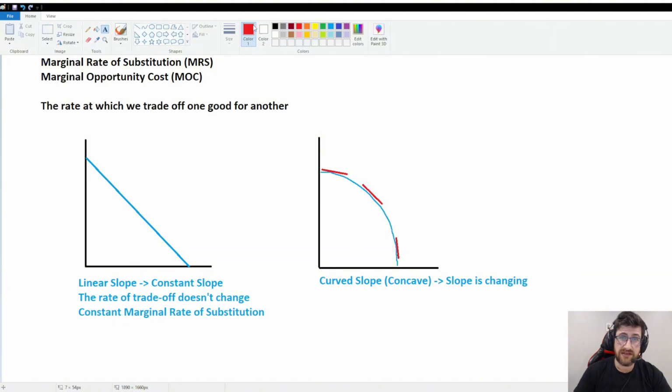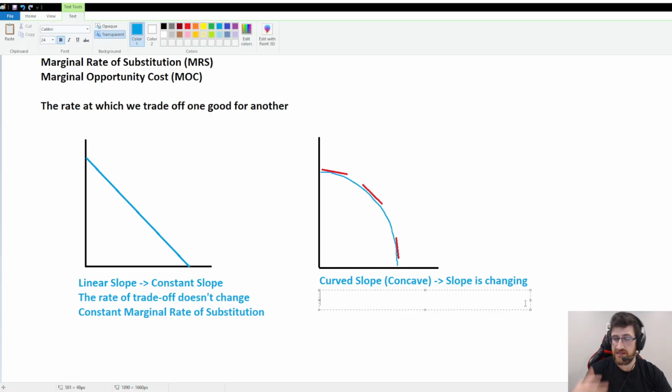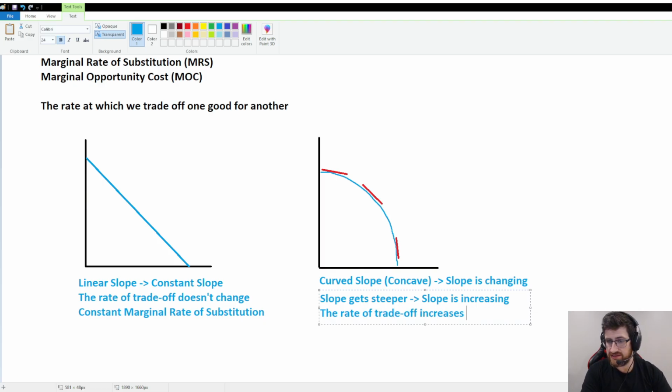So the slope is constantly changing. In fact, not only is it changing, it's getting steeper. And when things get steeper, we have a name for that. All right. So slope gets steeper, which means slope is increasing specifically. All right. And why this matters is because this more accurately reflects reality. Because what this says is the rate of trade-off increases as scarcity changes. Meaning that the more or less we have of a good, the different value we put on it.